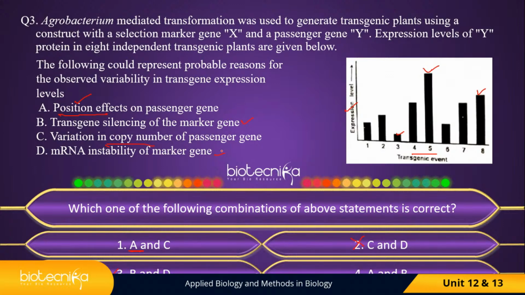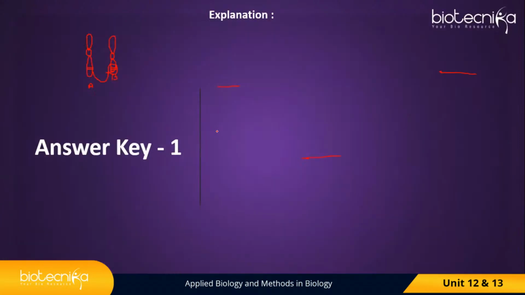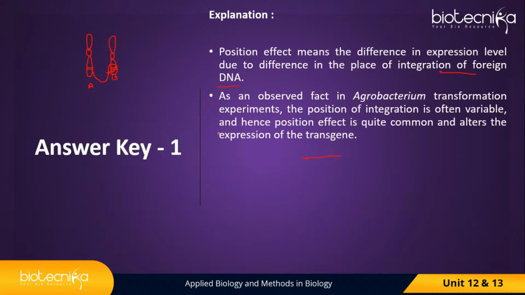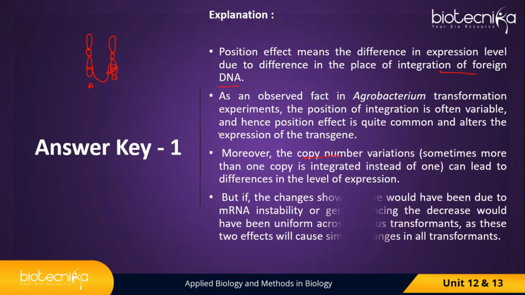So first of all, you need to pay attention to whether this silencing is about the marker gene or the passenger gene. Nothing has been mentioned about the passenger gene here. It is about the marker gene only. And in the question, the expression of Y protein is asked, right? But even if the question is asked in a different way, maybe the transgene silencing or messenger RNA stability of the passenger gene would have been asked, right?